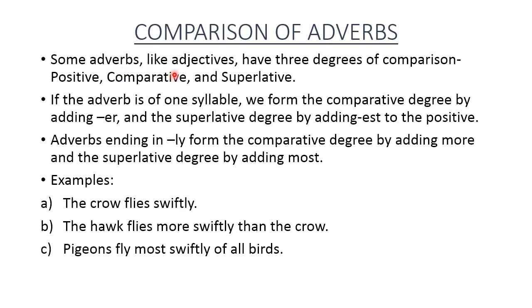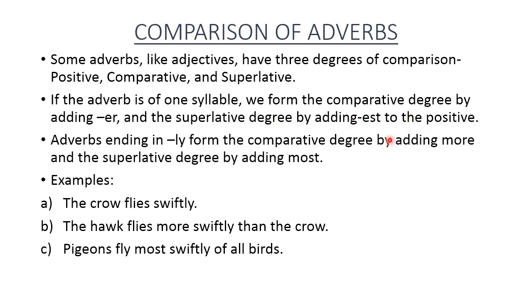Some adverbs, like adjectives, have 3 degrees of comparison. How many degrees of comparison? 3. What are they? Positive, comparative and superlative. Now, if the adverb is of one syllable, we form the comparative degree by adding er, and the superlative degree by adding est to the positive.